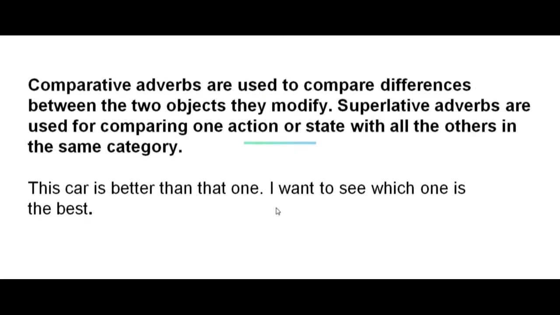Now let's review and practice a bit. Remember, the comparative adverbs are used to compare differences between the two objects they modify. Now, superlative adverbs are used for comparing one action or state with all the others in the same category. Now read the following sentence and underline the comparative or superlative adverb. This car is better than that one. I want to see which one is the best. Better than, the best.